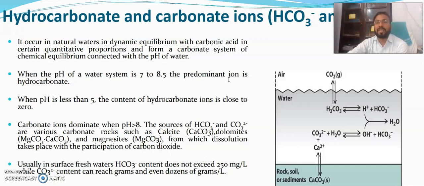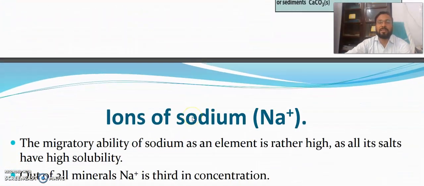The sources of bicarbonate and carbonate are various carbonate rocks such as calcite, dolomite, and magnesite, from which dissolution takes place with the participation of carbon dioxide. Now, usually in surface fresh water, bicarbonate content does not exceed 250 milligrams per liter, while carbonate content can reach grams, even dozens of grams per liter.